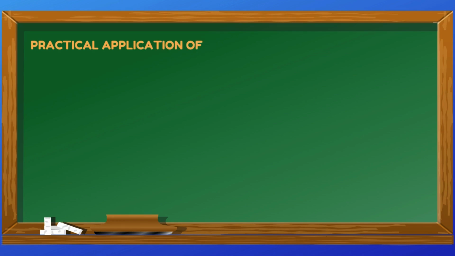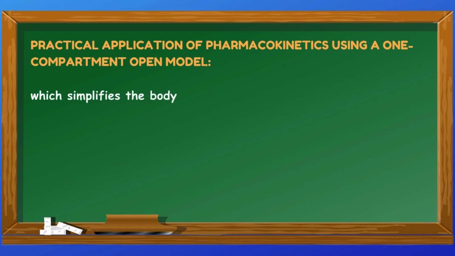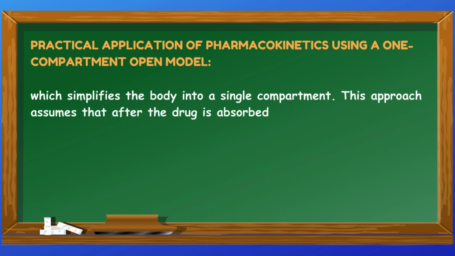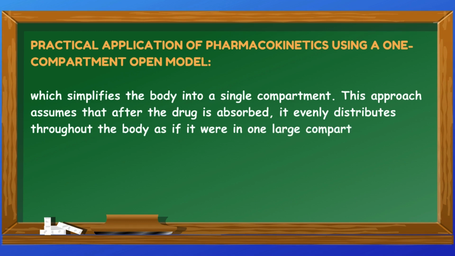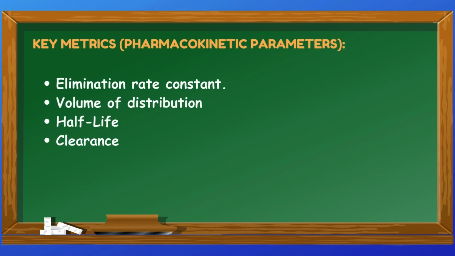Now let's see the practical application of pharmacokinetics using a one-compartment open model, which simplifies the body into a single compartment. This approach assumes that after the drug is absorbed, it evenly distributes throughout the body as if it were in one large compartment. Some key metrics, that is pharmacokinetic parameters, are used to understand and predict drug behavior in this single compartment system. Those key metrics are elimination rate constant, volume of distribution, half-life, clearance. Let's look at them one by one.